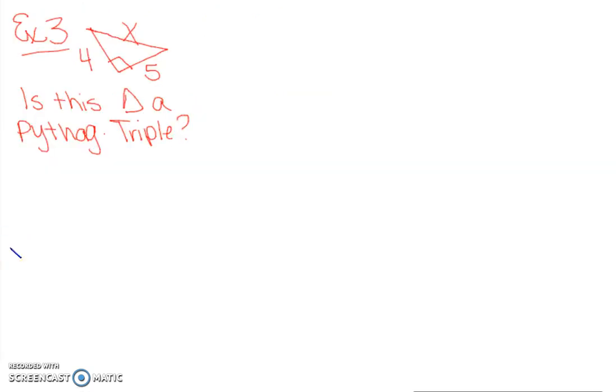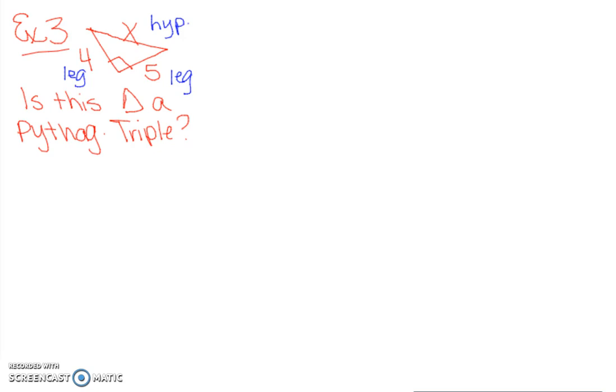Okay, let's look at an example. So I have a triangle here that is 4, 5, and x. I want to identify the parts of the triangle. X is directly across the right angle, so that makes it my hypotenuse. That makes 4 a leg, and that makes 5 a leg. So what I want to know is, is this triangle a Pythagorean triple?